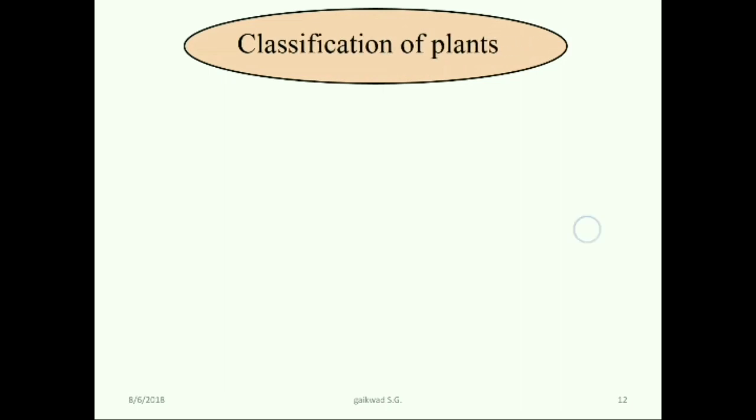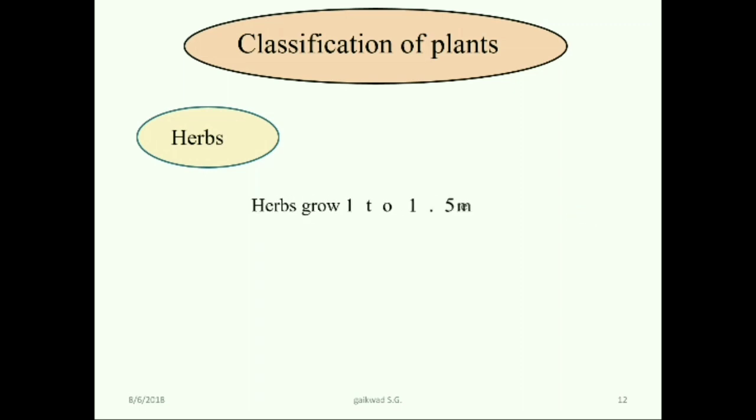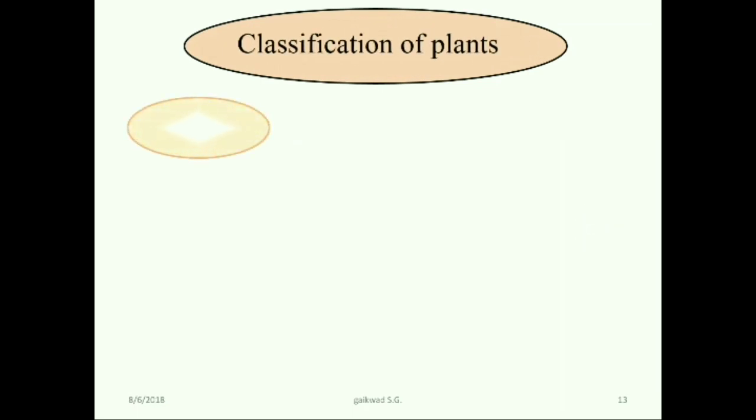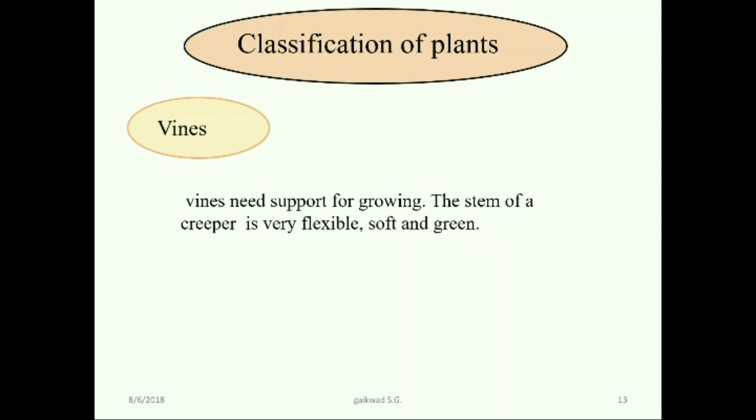The third one is herbs. Herbs grow at least 1 to 1.5 meters tall. The stem of herbs is green and flexible. The fourth one is vines. Vines means climber or creeper. Vines need support for growing. The stem of a creeper is very flexible, soft, and green in color.